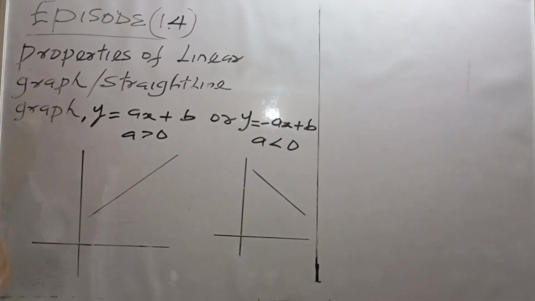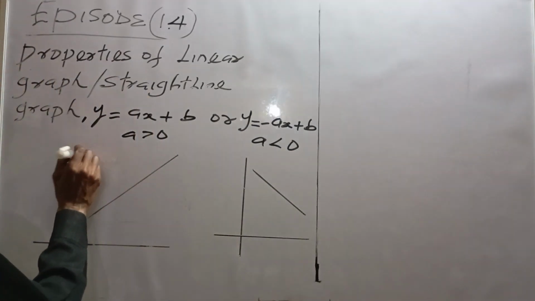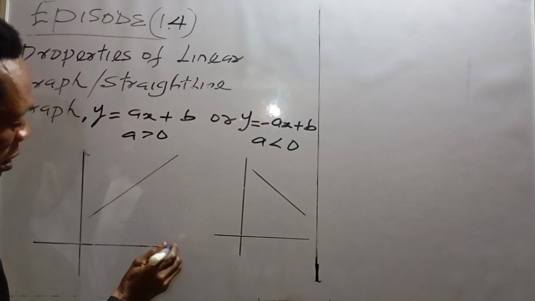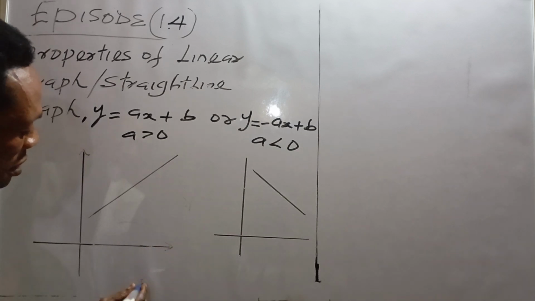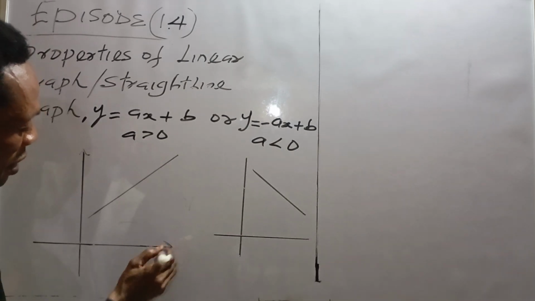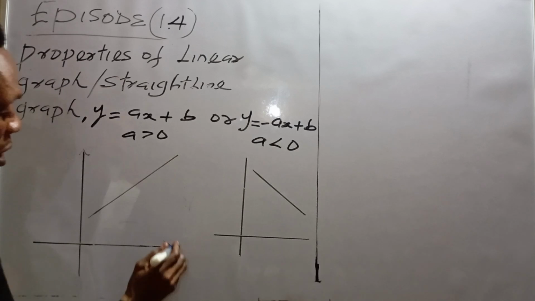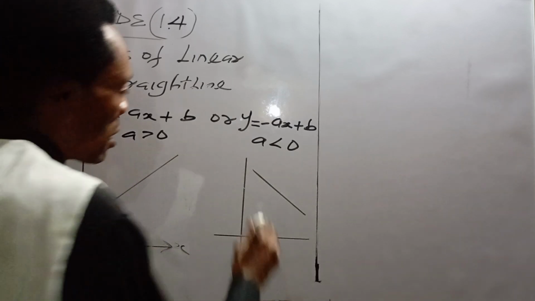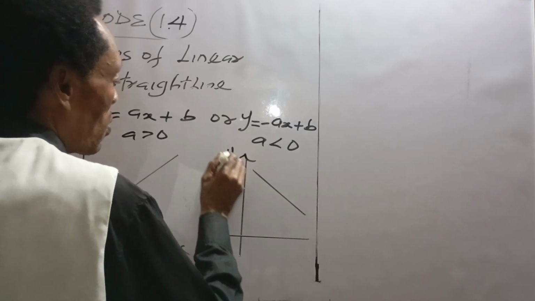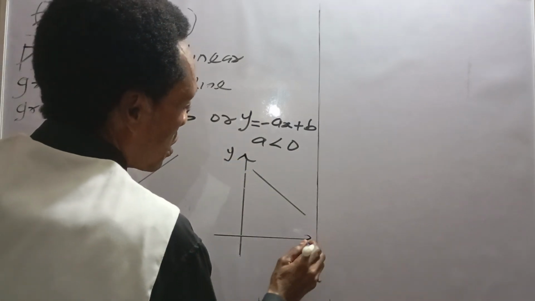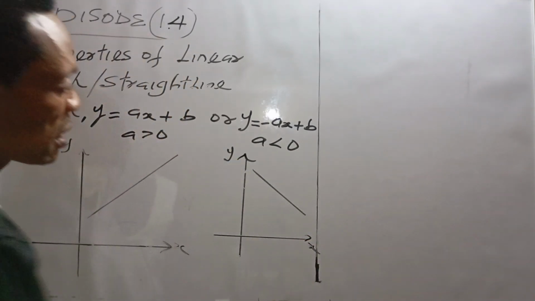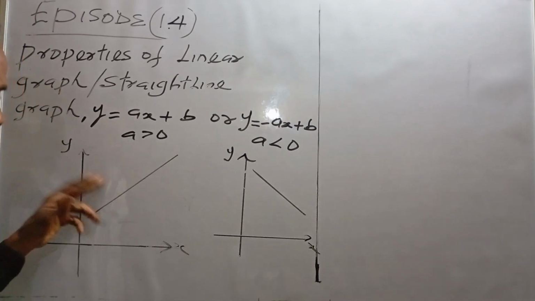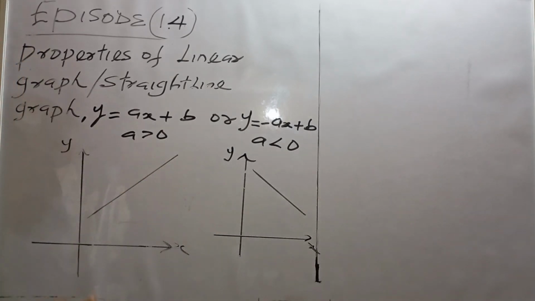Okay, this is the y axis, this is the x axis. Then here we have y, and then we have x. So this and this, you can see how the line looks like.